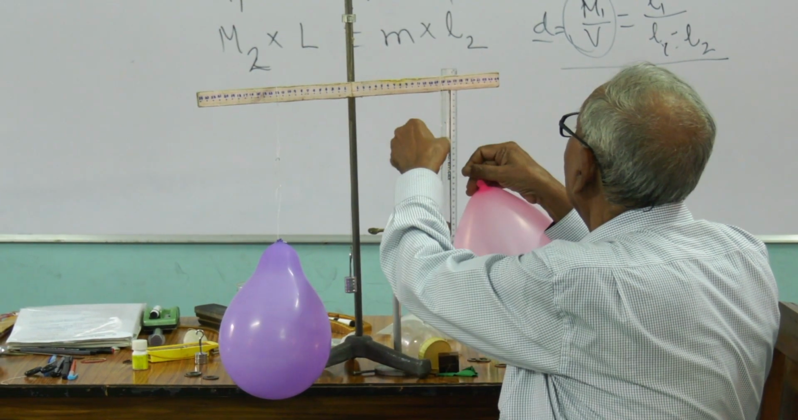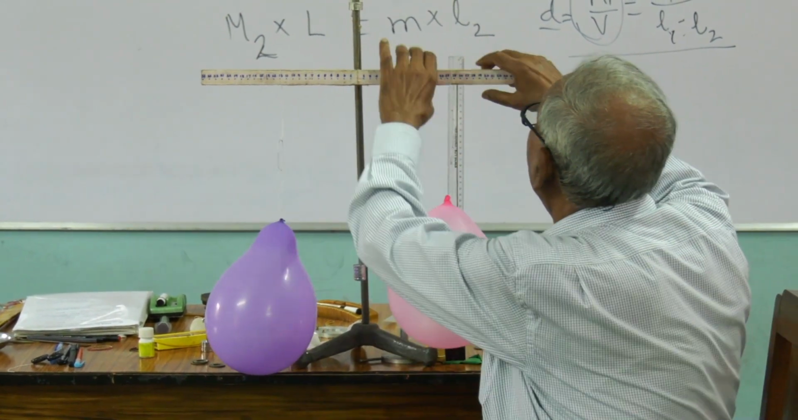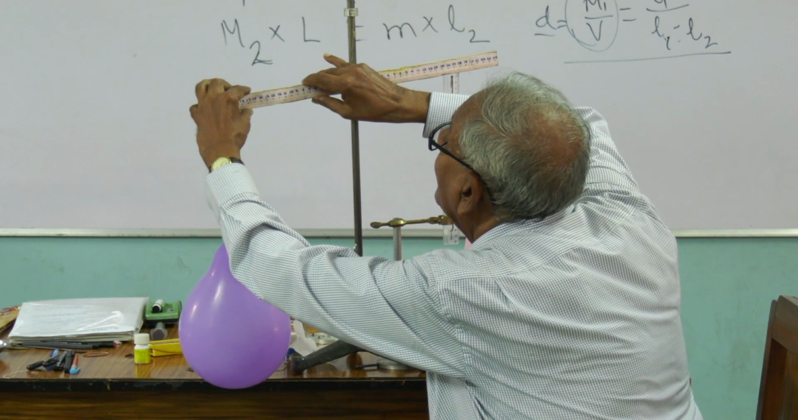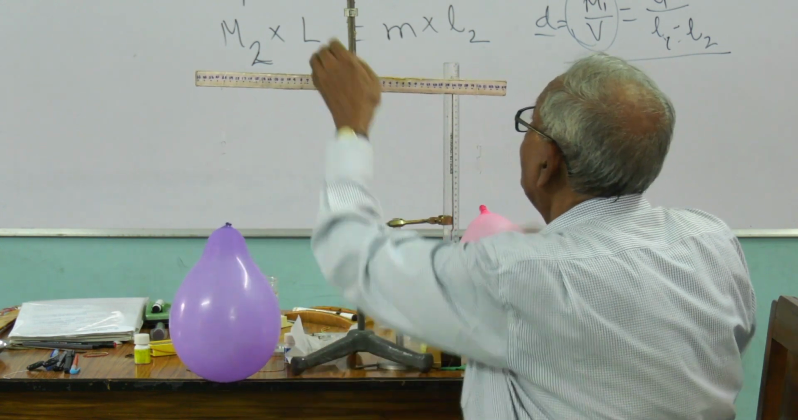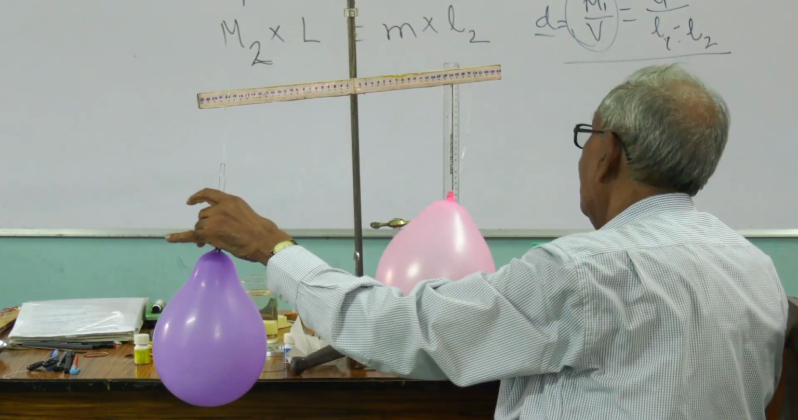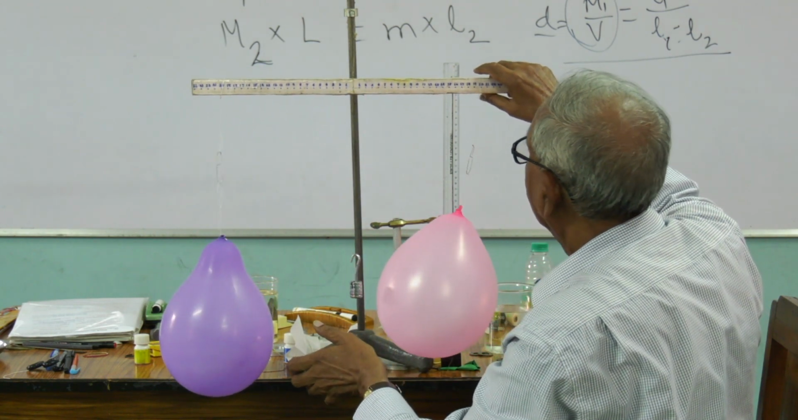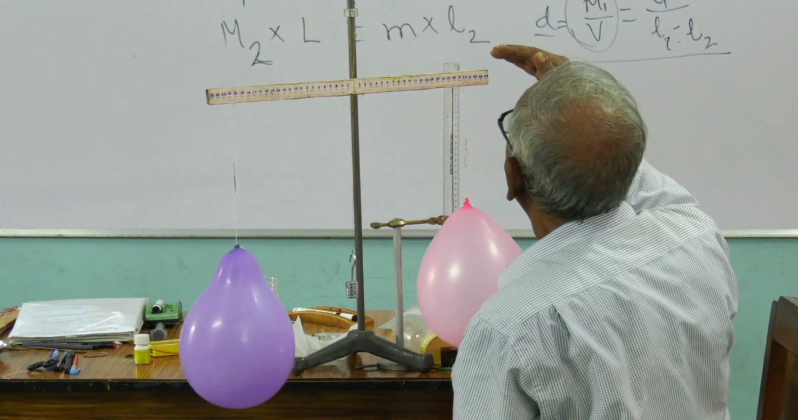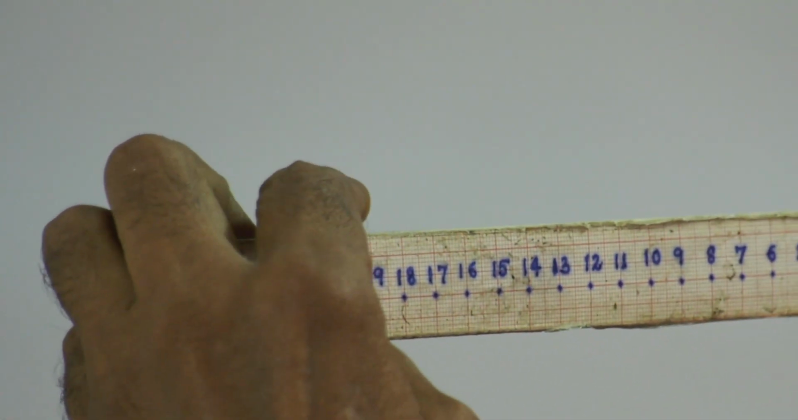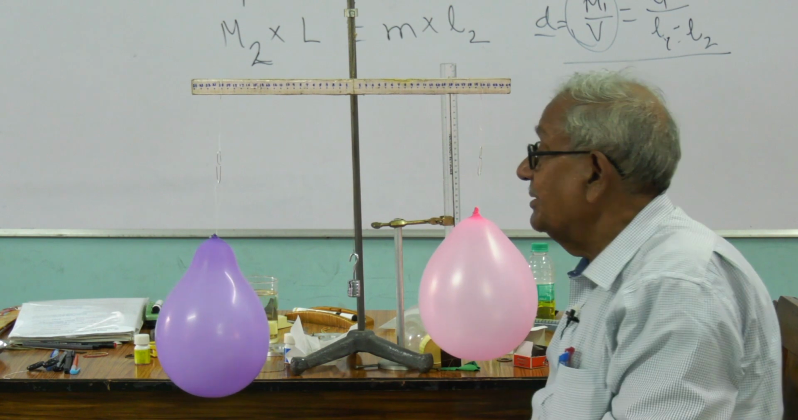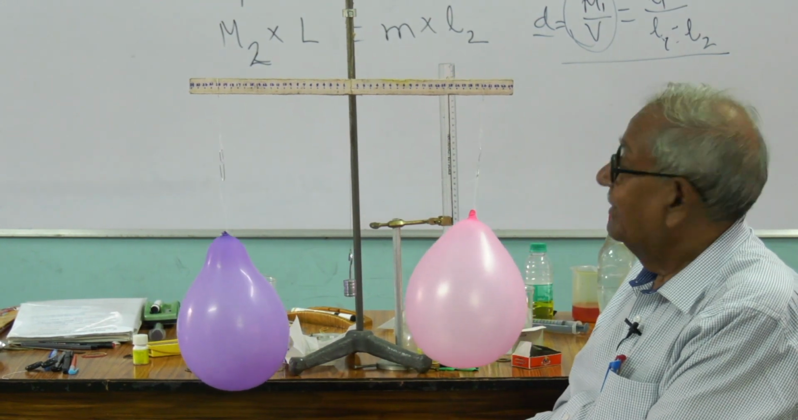Can anybody tell me? If we use two balloons, let me put it at 20. Let us see what happens. Both sides at 20, and push this slightly forward, because this part is slightly, no, it is okay. It is horizontal. 20 here, 20 here. Now, I am going to burst one of the balloons. What will happen? They are equal.